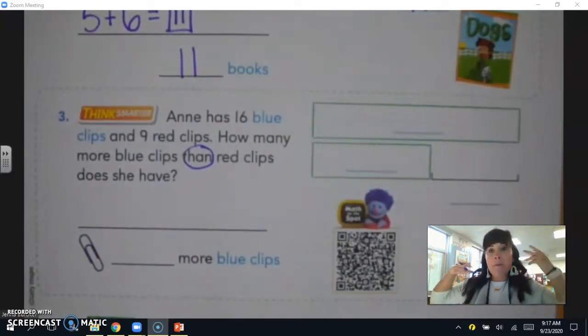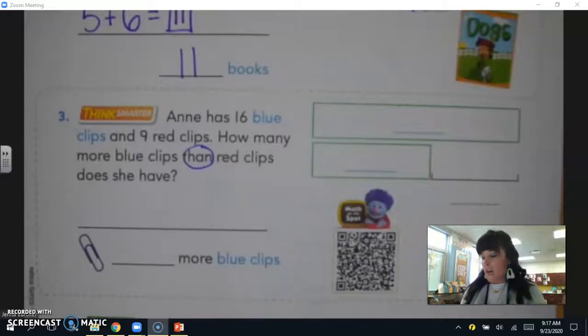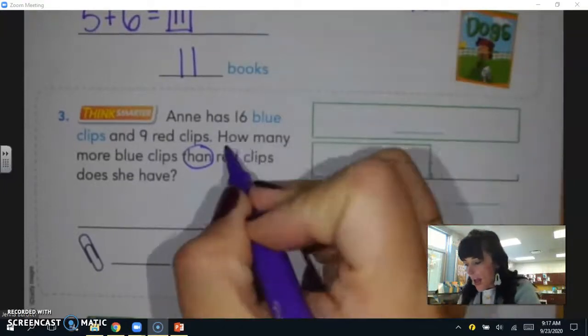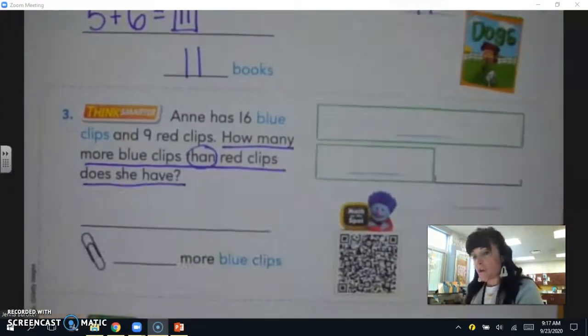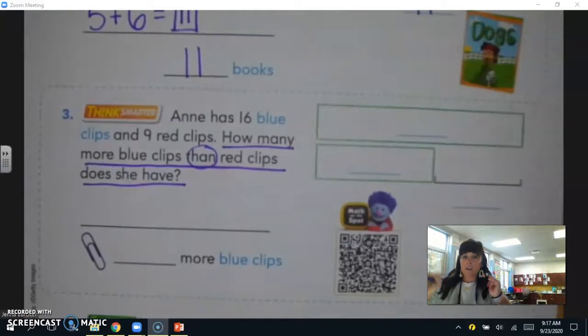Subtraction, right? It means we're going to be comparing 2 numbers. We're solving for the difference. So we are subtracting. I love that word than. It helps me so much. Okay, so they're asking us to subtract. What are we trying to solve though, right? How many more blue clips than red clips does she have? That's what we're trying to solve. Find the difference between the 2.